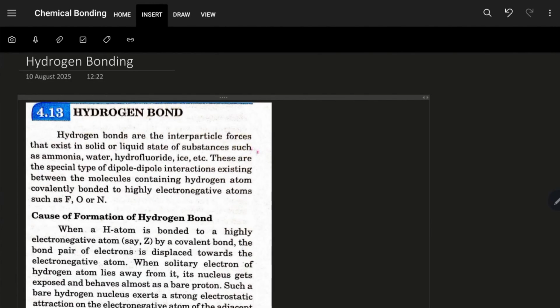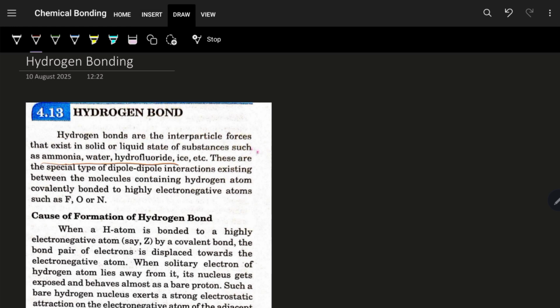Hello everyone. Hydrogen bond is a special type of bond that exists between particles that can be in the liquid state or in the solid state, like in ammonia, water, hydrogen fluoride, ice, etc. In all these cases, this special bond occurs, which is a dipole-dipole interaction. Actually, it is not a pure dipole-dipole interaction. It exists like a dipole-dipole interaction.